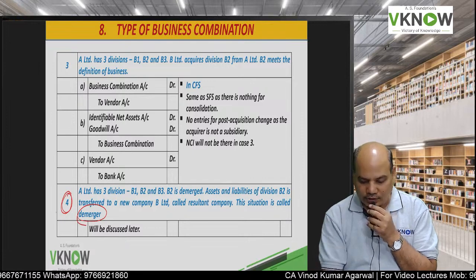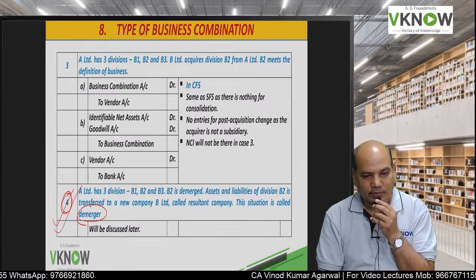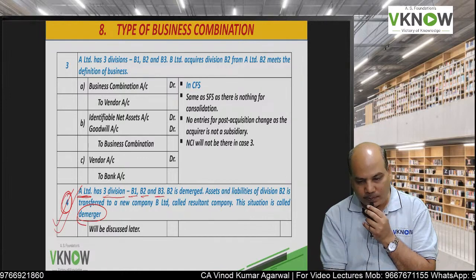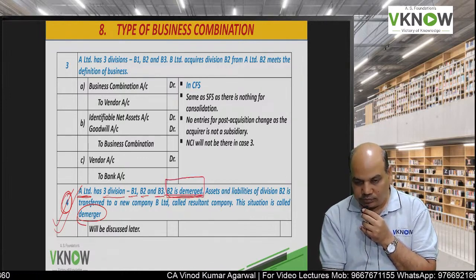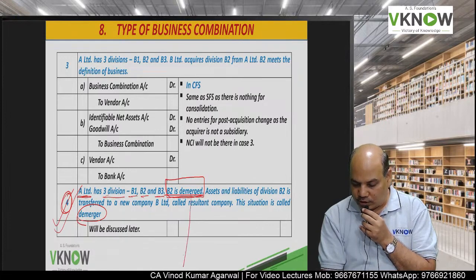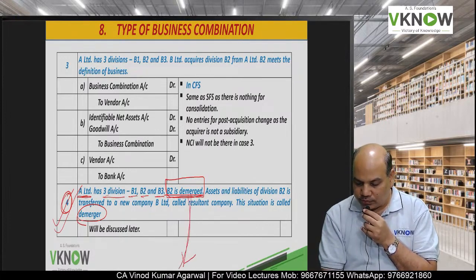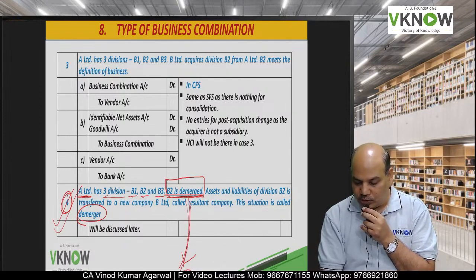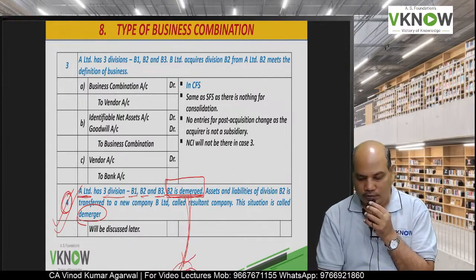Now case 4 is on demerger. Highly tested in the exam. Double tick mark. Highly tested in the exam. Now there is a company A, 3 divisions, B1, B2, B3. Now they will say B2 is demerged and a new company will be formed, to which the assets and liabilities of division B2 will be transferred. This situation is called demerger.